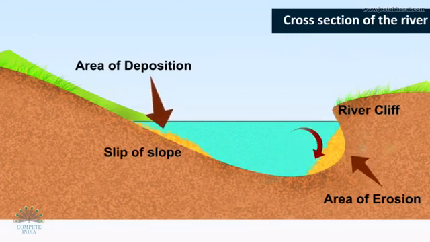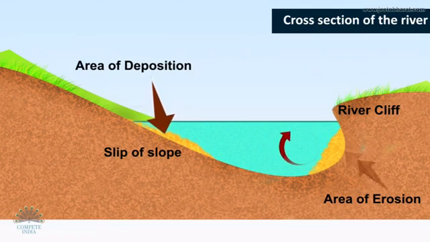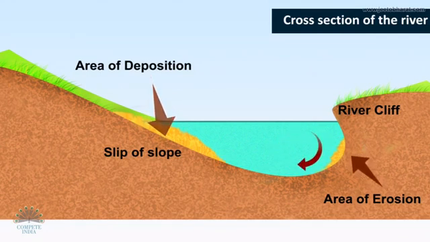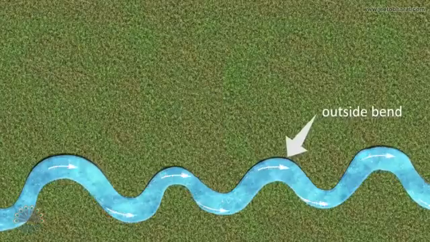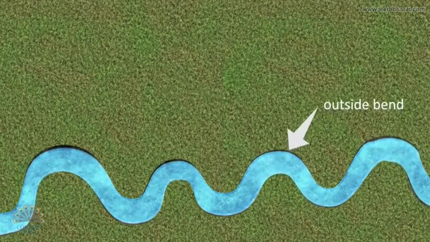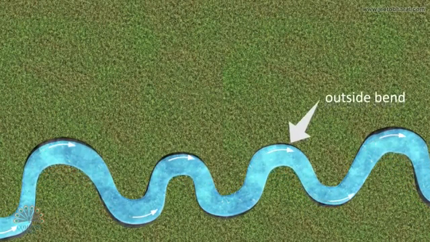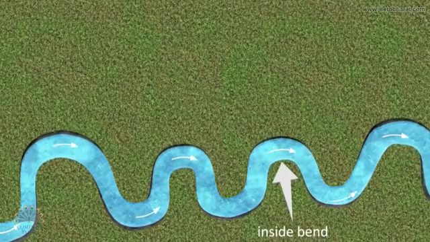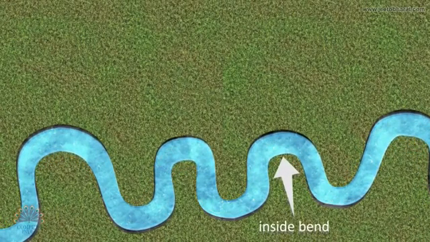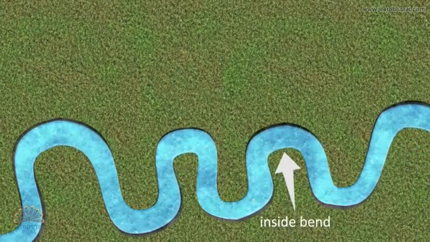The water piles up on the outside bend due to centrifugal force. A bottom current is set up in a corkscrew motion which deposits the eroded material on the inner bank, forming a slip-off slope. In the lower course of a river, a meander becomes very much pronounced. The outside bend gets eroded rapidly and the meander loop becomes almost a complete circle.